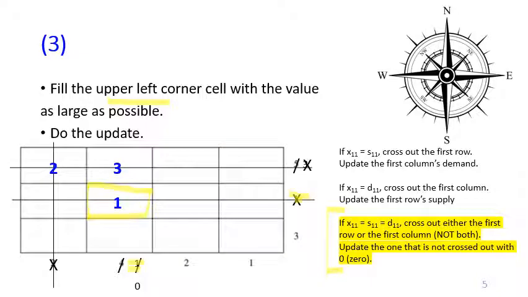This is very important: you only cross out one column or one row. Like in this example, you cross out the row, then you update the column. Now it becomes 0. Do not cross out both the column and the row. And why is this the case? Well, you will see just a little bit later. But keep in mind that you never cross out both row and column.